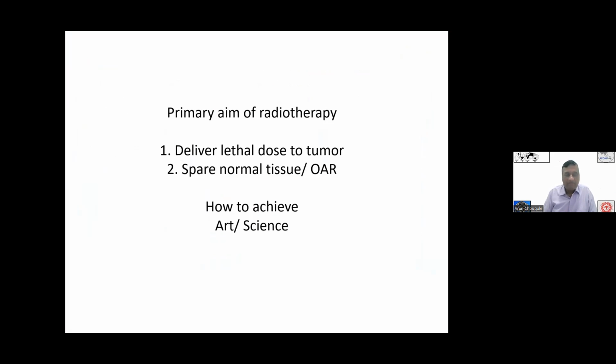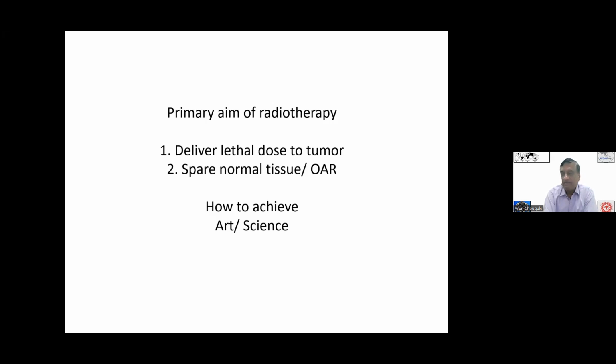Now I come down again. What is the primary aim of our radiotherapy? Our primary aim of radiotherapy is to deliver a lethal dose to the tumor, because we want all the cancer cells to be eliminated, all the cancer cells to be killed, and that is the lethal effect we want.